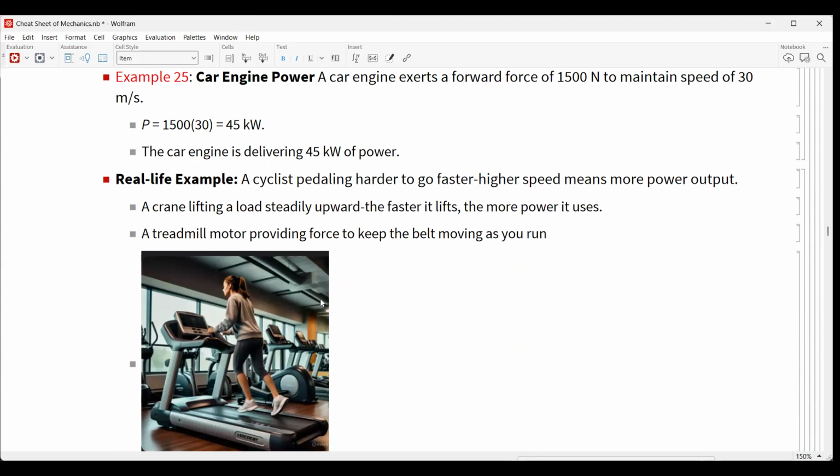A cyclist pedaling harder to go faster: higher speed means more power output. A crane lifting a load steadily upward: the faster it lifts, the more power it uses. A treadmill motor providing force to keep the belt moving as you run.